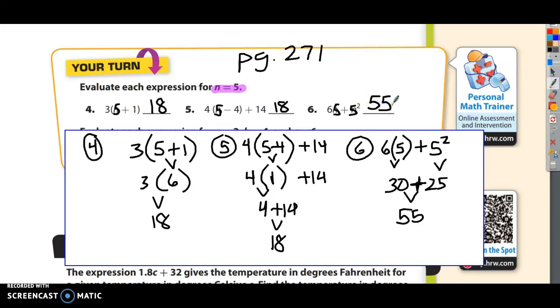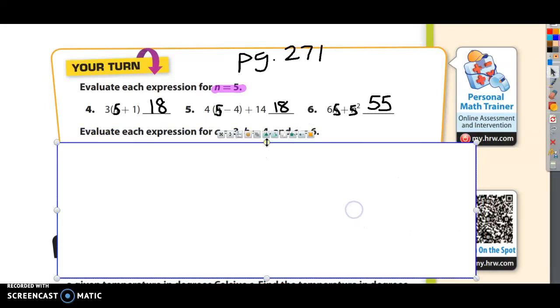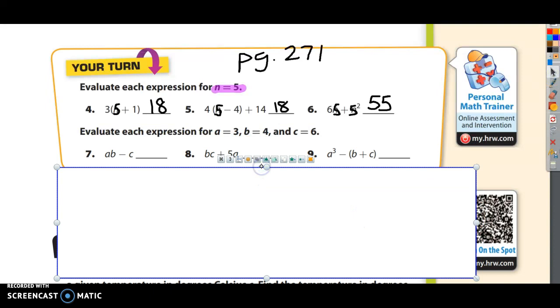Cool. These are fun. All right, let's move this whiteboard down and take a look at the next 3. See if I have enough space here. So we've got here, evaluate each expression: if we find an A, it's equal to 3. If we find a B, it's equal to 4. And if we find a C, it's equal to 6.